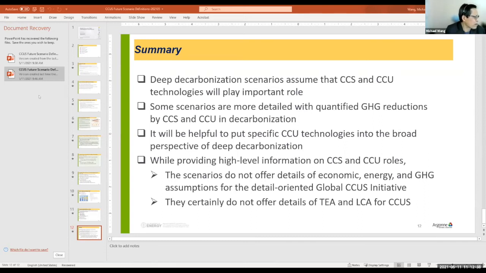The trade-offs in cost and emission reductions. So let me try to address this question. This is exactly what this whole harmonization team is trying to address, to put both TEA and LCA together for CCU technologies, so the stakeholders and societies can look at both cost and benefit for specific technologies.